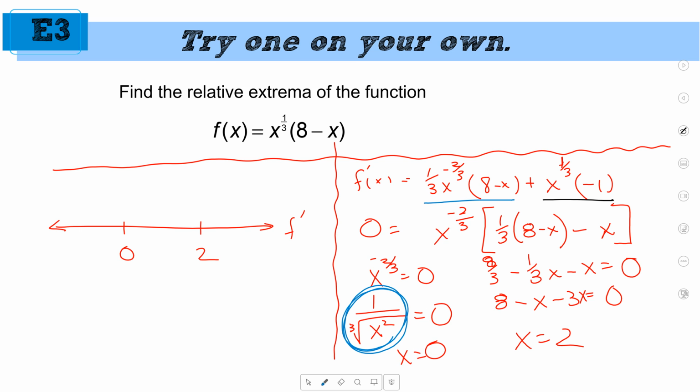If I plug a negative number into that blue circled value, what does it give you? Positive. If I plug a positive number into that blue circled area, what do I get? Positive. So no matter what I do, this is always going to be positive. So that's one less thing I need to worry about.